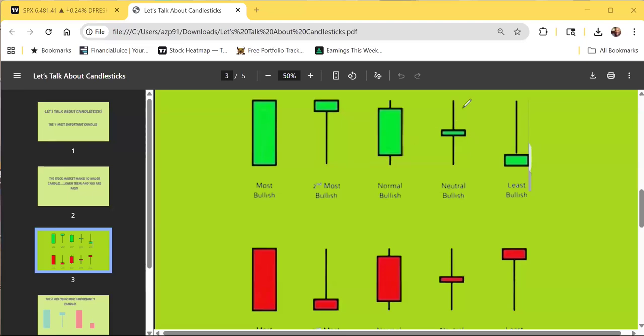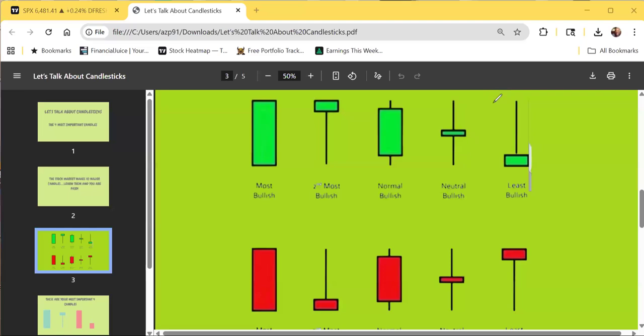When we see this neutral candle here, although it is green and it is bullish, it was heavy buying pressure here in this period, heavy selling pressure. This is indecision. And for me, in the training that I've had, I don't enter after an indecision candle such as this. And then here you have the least bullish candle here.